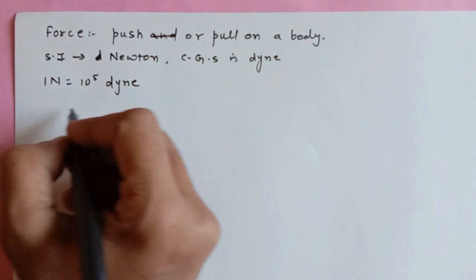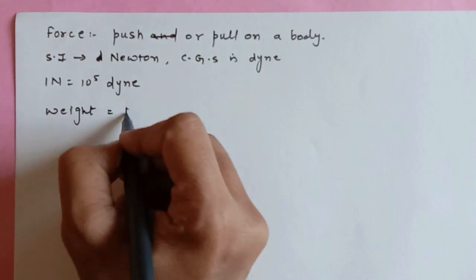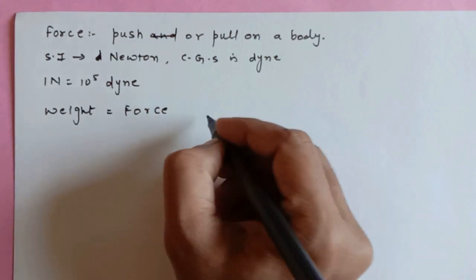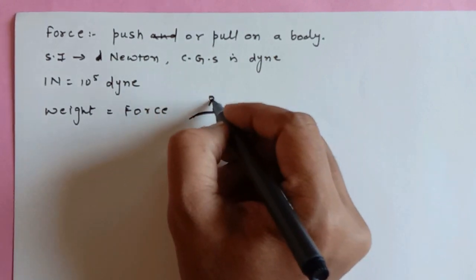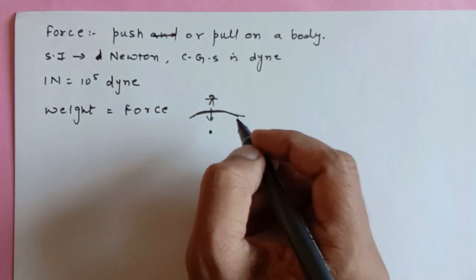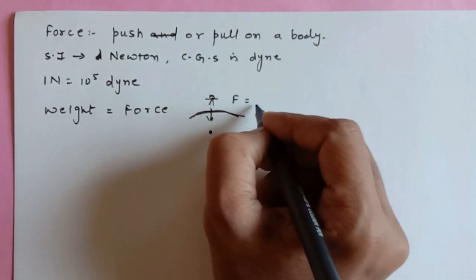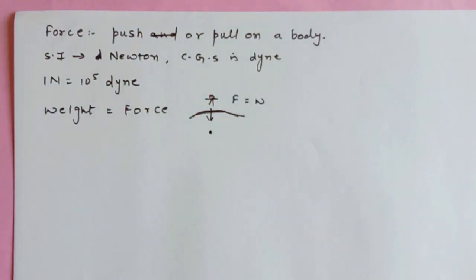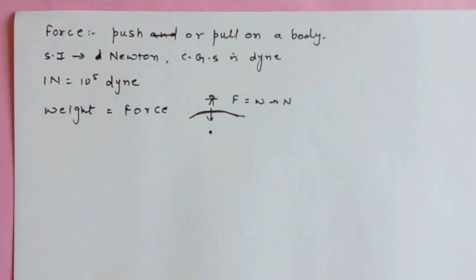Now, weight is also a type of force. So this is Earth, this is the center of the Earth, a man is standing over here. The center of the Earth is pulling the man towards itself with some force. That force itself is called force of gravity, or it is also called weight. Correct? So the SI unit of weight is also Newton.